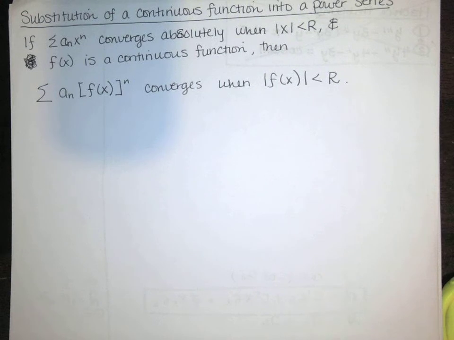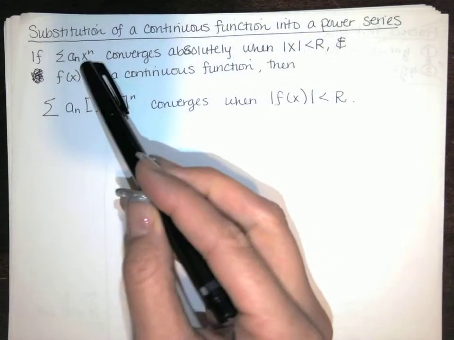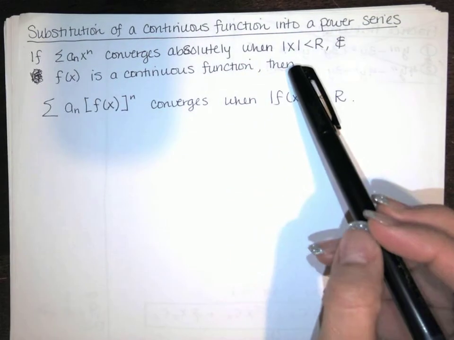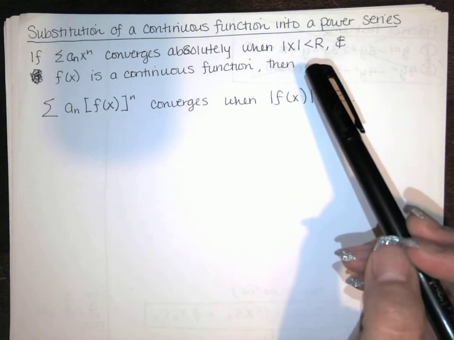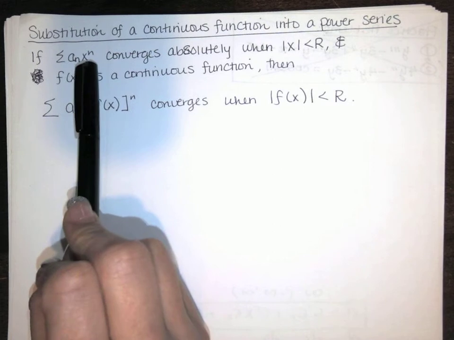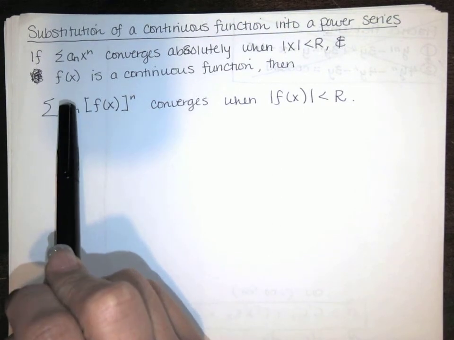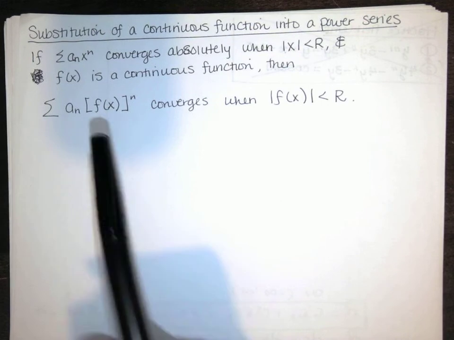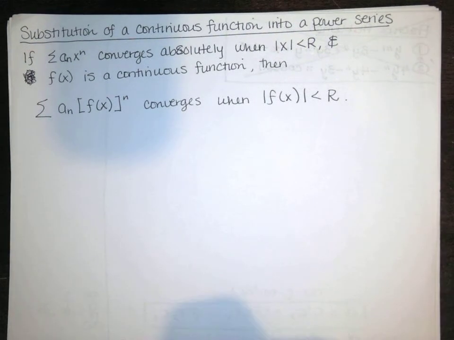On this last video over power series, we're discussing this fact. It turns out that if you have a power series that's centered at 0 and it converges absolutely whenever the absolute value of x is less than r, you can basically replace x with any continuous function, and the resulting series will converge whenever the absolute value of that function is less than r. I think that's pretty cool. I wanted to show you just a couple of examples.